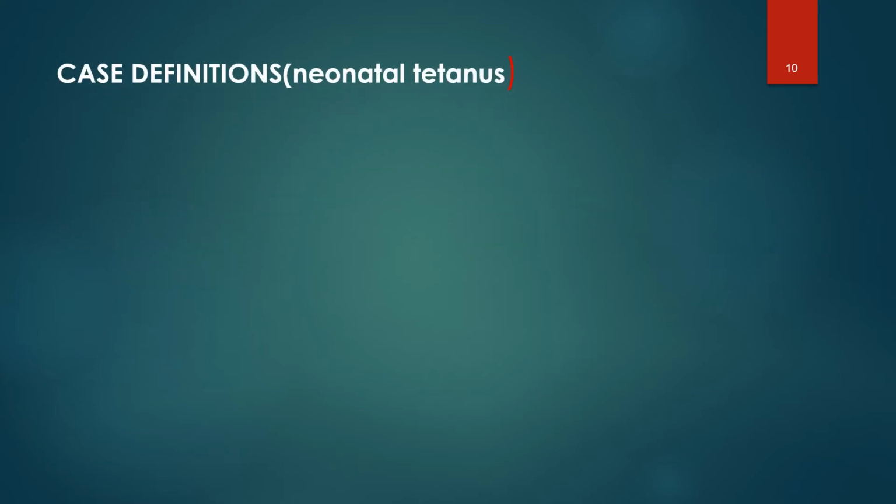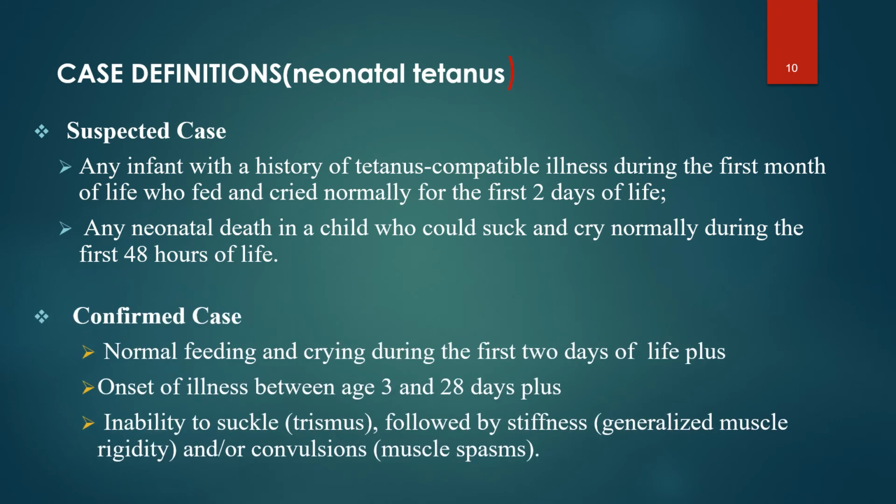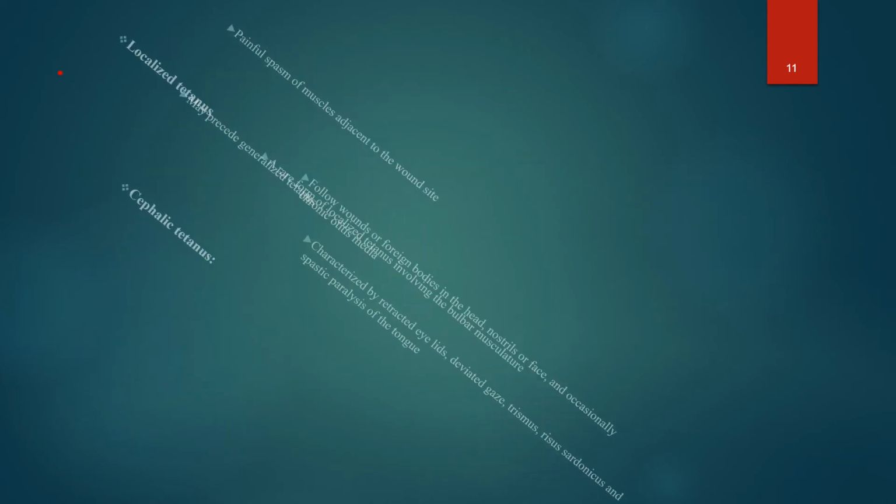When we see the case definition of neonatal tetanus, we say suspected neonatal tetanus in any infant with a history of tetanus-compatible illness during the first months of life, who fed and cried normally for the first 2 days of life, and any neonatal death in a child who could suck and cry normally during the first 48 hours of life. We say confirmed cases if there is normal feeding and crying during the first 2 days of life, plus onset of illness between age 3 and 28 days, and inability to suck, trismus, followed by stiffness such as generalized muscle rigidity, and also muscle spasm.